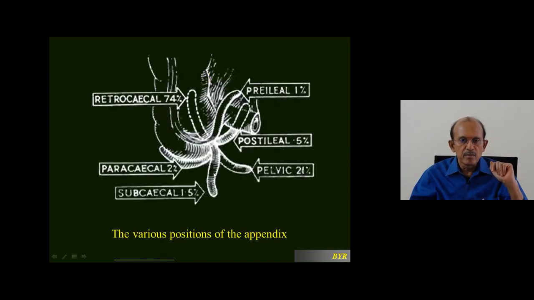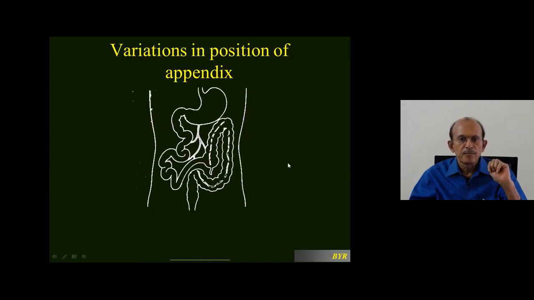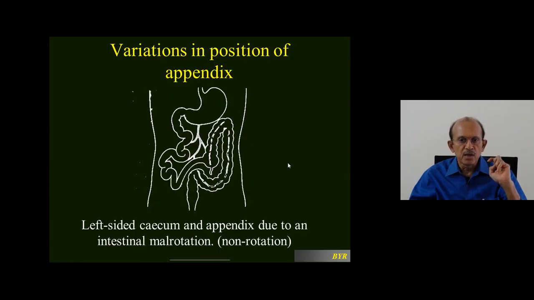Okay, let's come back here. These are the positions of the appendix. Normally, it is situated retrocecal in about 75% of the cases. The other positions are pre-ileal, post-ileal, pelvic, subcecal, and paracecal. So these are the other positions of the appendix. Variations in position of appendix.